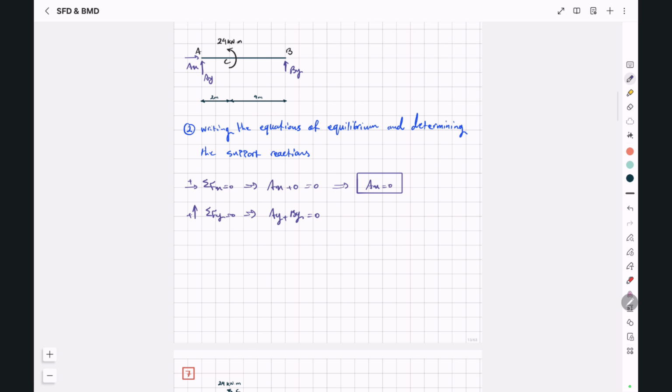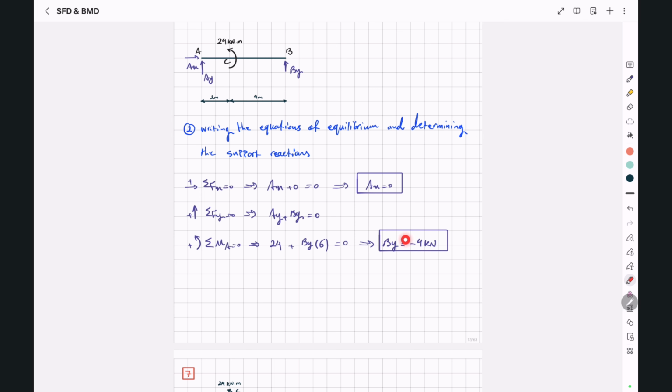Finally, if we write the equations of equilibrium around any point, for example, point A, in this direction, we have this concentrated moment, or 24, plus BY multiplied by this distance, or 6, is equal to 0. And this will give us a BY equal to negative 4 kilonewton.